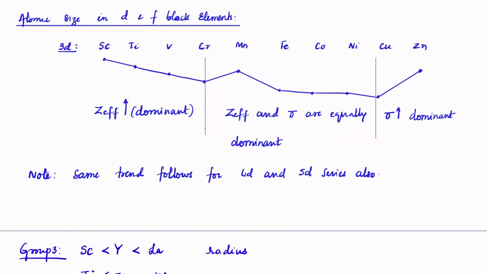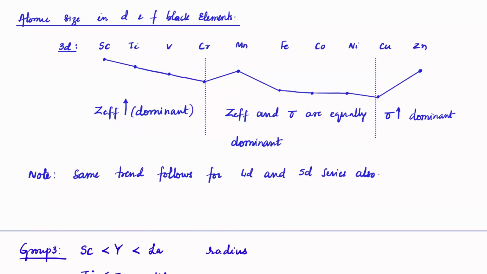And lastly, copper to zinc, again the sigma value is dominant and the size will start increasing. Okay. So this is slightly different from what is observed. It is not completely decreasing. It will decrease first, almost remain constant, and then increase towards zinc. And the same follows for the 4D and 5D series as well.